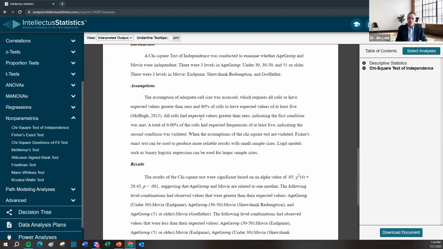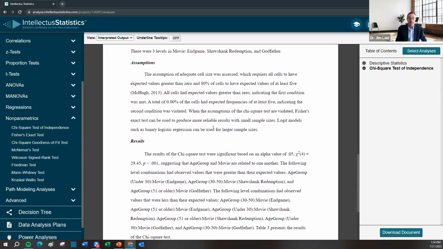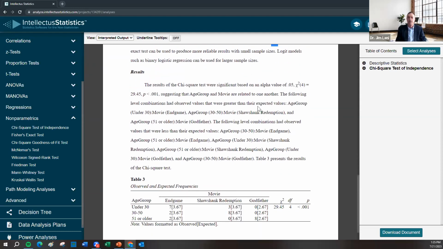So the assumptions are looking at these expected values. And what we do is not only identify the assumptions, but we actually say whether those assumptions were met or violated. So just look at what the assumptions are, how they were assessed, and whether they were violated or not.